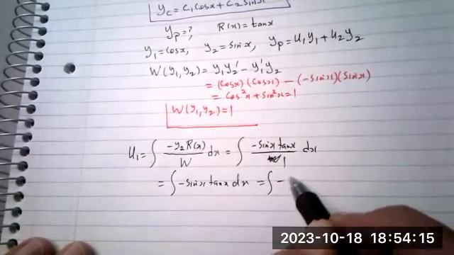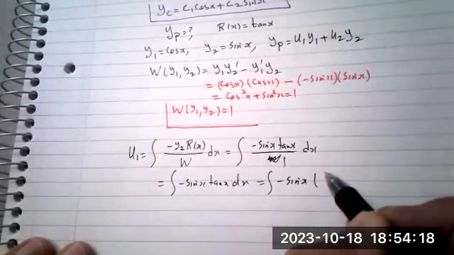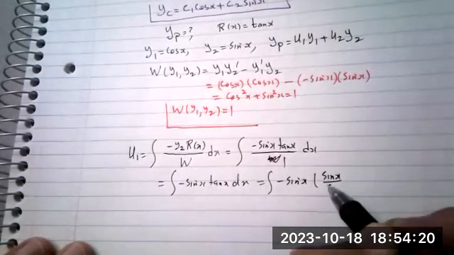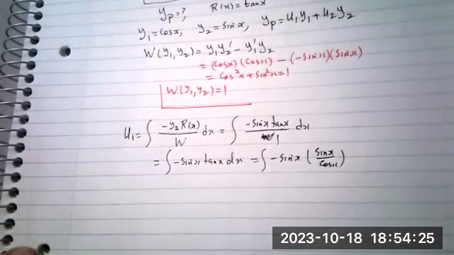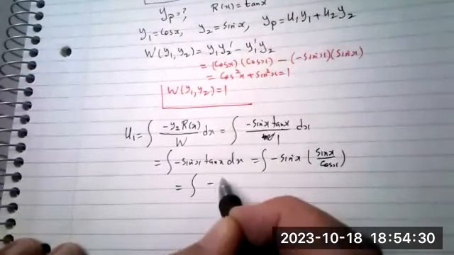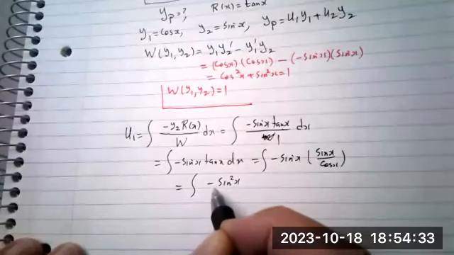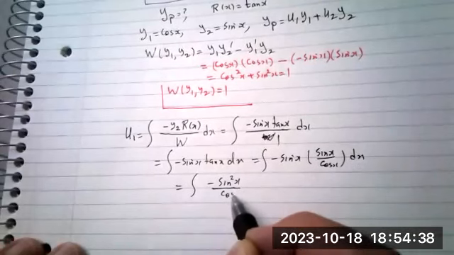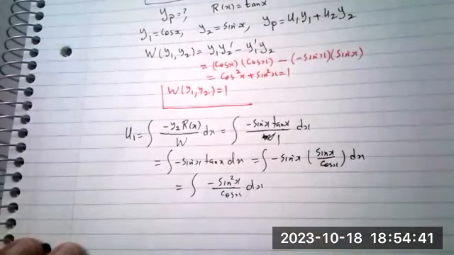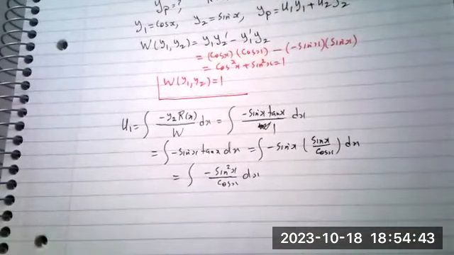Okay, so one way to do it is just to change the tangent into sine over cosine. So this is going to be negative sine squared of x over cosine x dx. We have to find this integral. Any suggestion? Yes, 1 minus... plus 1, that's it.